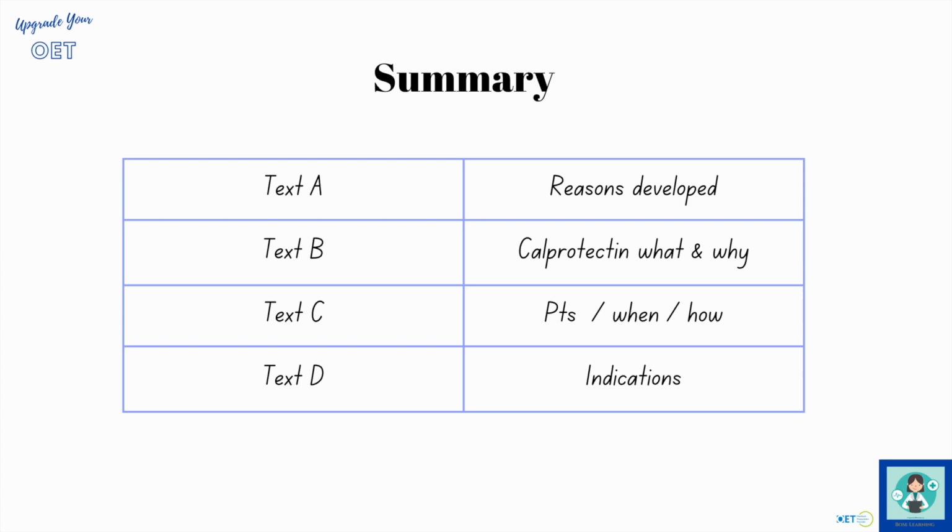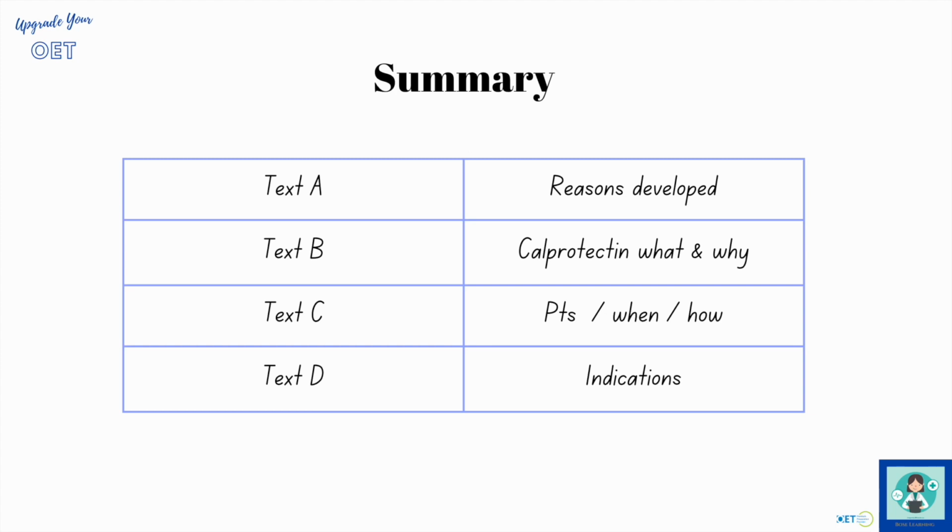Okay, so to summarise then, text A is the reasons why the test was developed. B is a background to calprotectin, what it is, why it's used. C is all about the patients, when we can use it, how we can use it, and then the results, what do they indicate, are given to us in text D, along with what we should do.